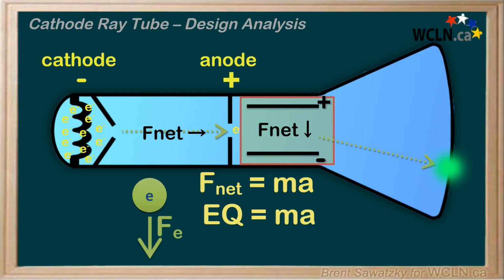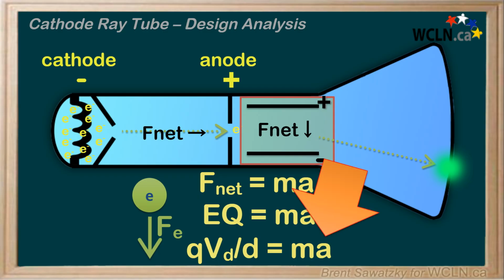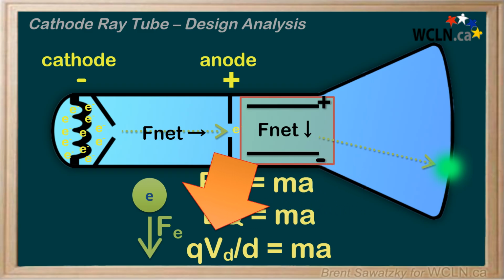Then we can replace the E, or electric field, with V over D, or voltage across these deflecting plates, which we call Vd, and D is the distance between those plates. So we can rearrange this equation to solve for the deflecting acceleration given a voltage difference, or we can solve for the required voltage for a given deflection acceleration.